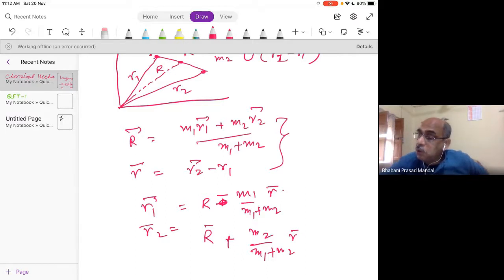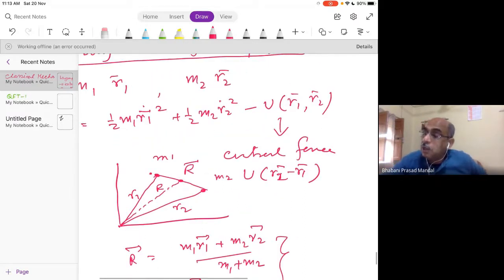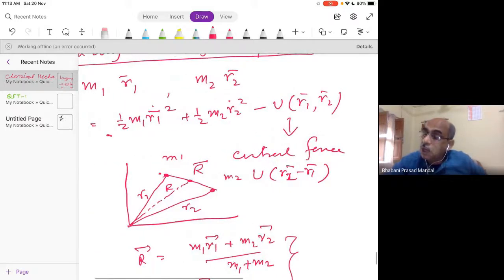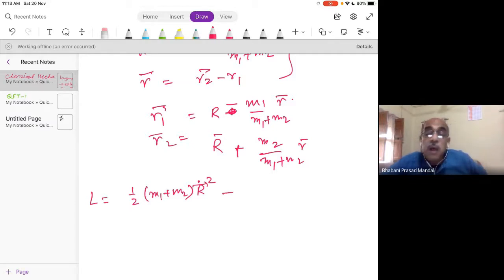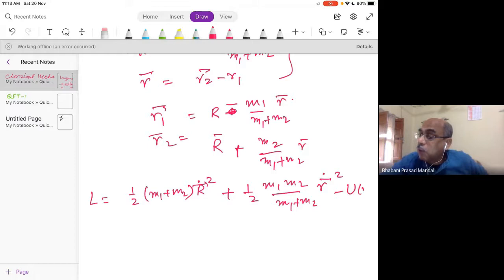So now you substitute this R1 R2 in this Lagrangian. So if you substitute in this Lagrangian, then you will get a Lagrangian. Let me leave this simplification for you to do yourself. So Lagrangian you will get half (M1 plus M2) R vector dot square plus you will get half M1 M2 by M. This simplification you please do yourself. r vector dot square, and then potential was only function of U(r).